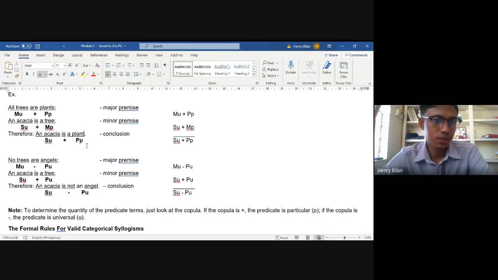Ano naman yung minor term natin? Yan yung subject naman, acacia. Bakit u o universal? Because this term is universal. Saan ang middle term natin? Yung natitira at wala sa conclusion, kundi nasa premises natin. We have three. All trees. P siya dito kasi particular, u siya dito kasi universal.